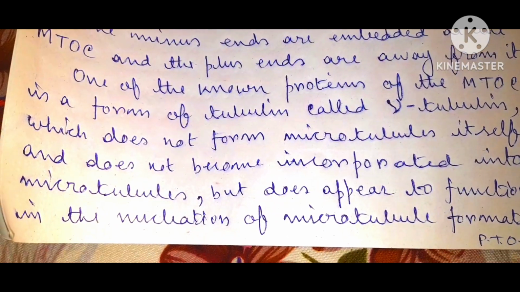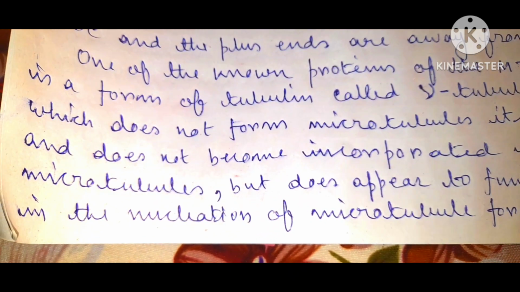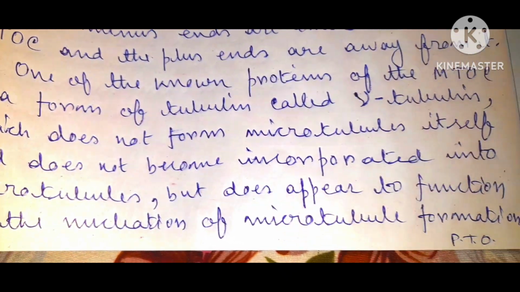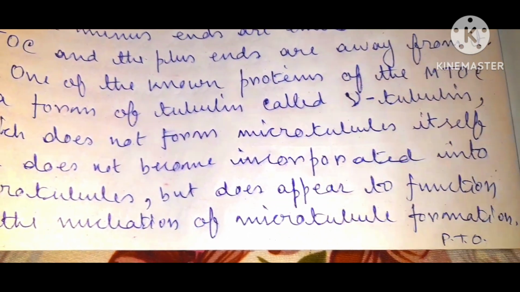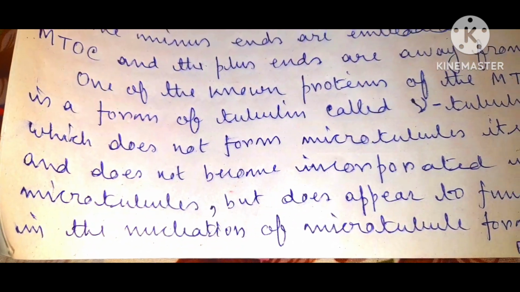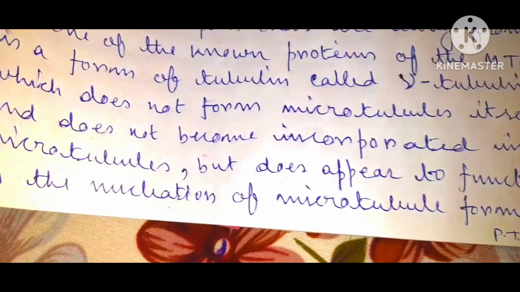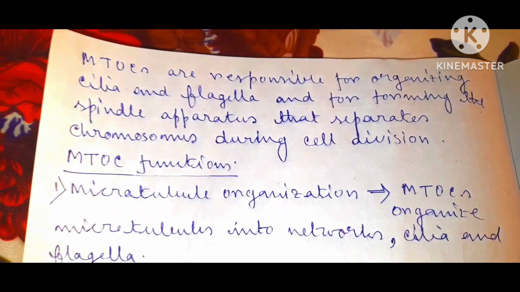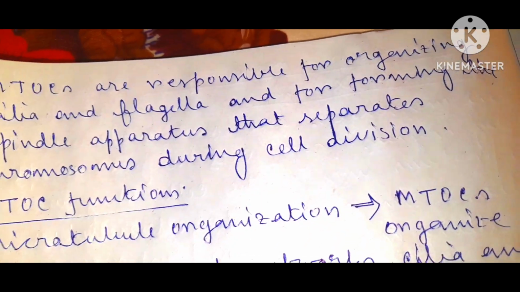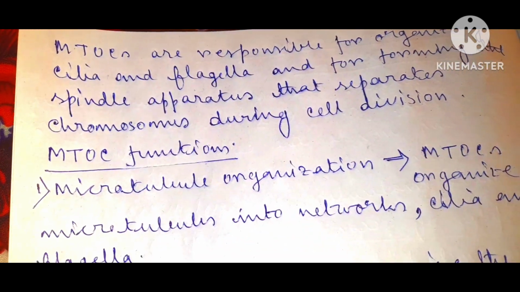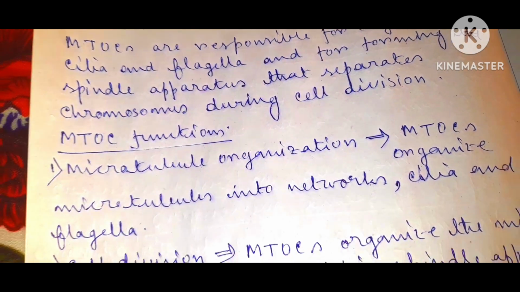gamma tubulin, which does not form microtubules itself and does not become incorporated into microtubules, but does appear to function in the nucleation of microtubule formation. These are responsible for organizing cilia and flagella and for forming the spindle apparatus that separates chromosomes during cell division.